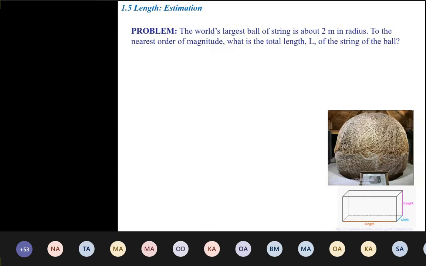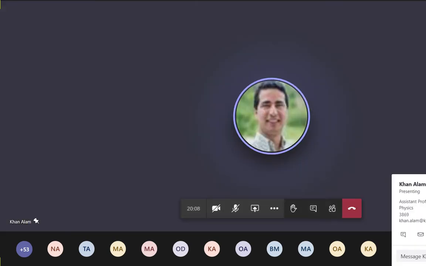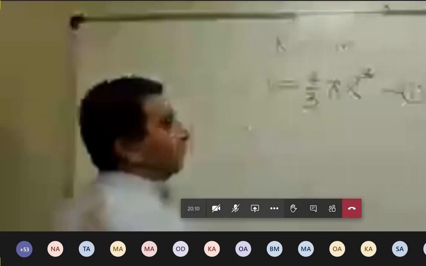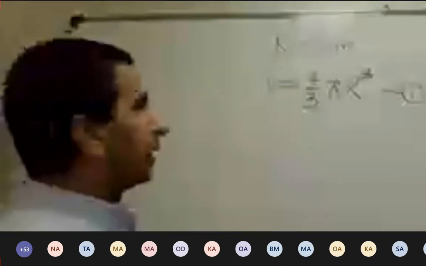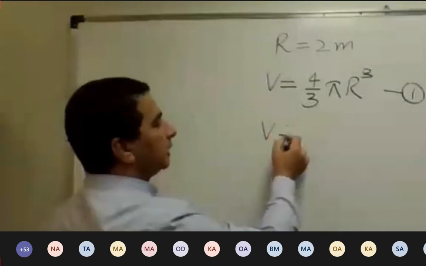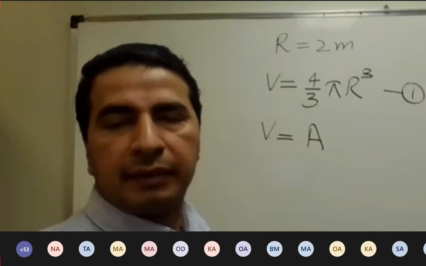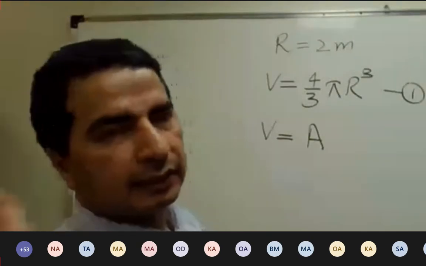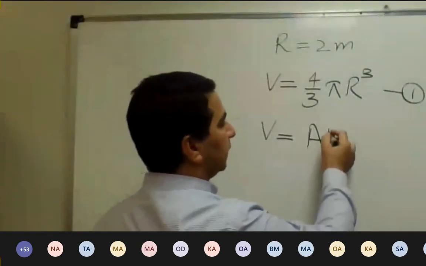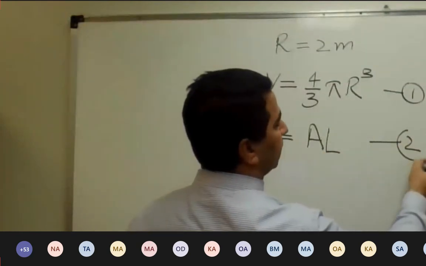So the string, since I took it as a little bit rectangular shape, as you are seeing the strip, you know that the volume of the spherical shape is 4/3 pi r cubed. This is the equation for that. But if I'm going for this rectangular strip, then the volume will be the cross-sectional area, which is the height and the width, so that's the area times the length. So A times L. This is my second equation.